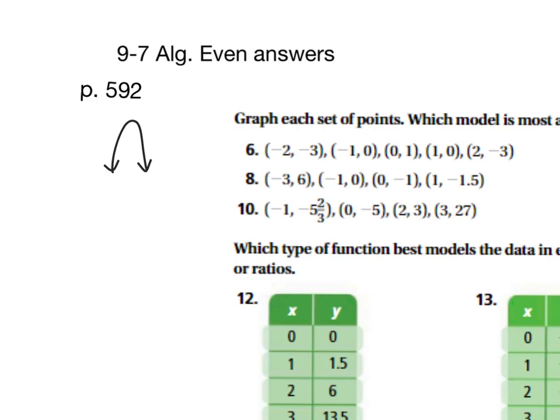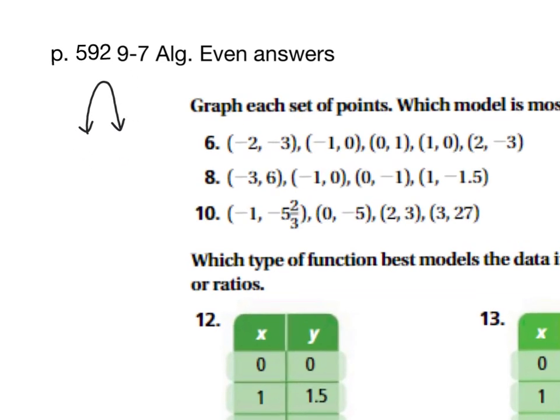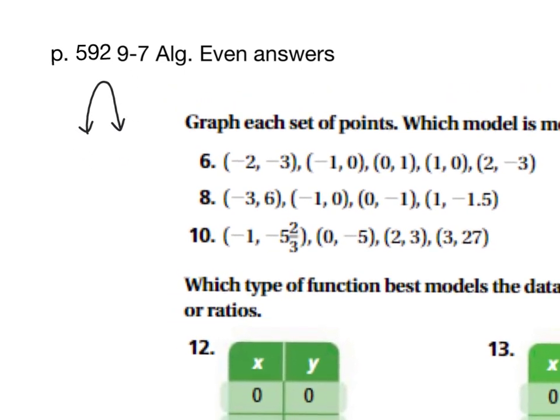Number 8, they're kind of skipping around with these points. They're not just going from one point to the next, but if you graphed the points on number 8, it's kind of going down this direction, and it's not in a straight line. That would be exponential.